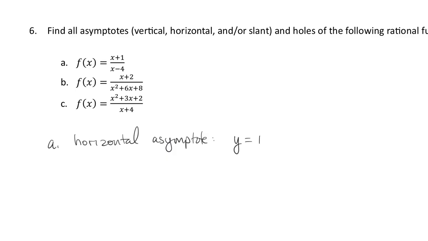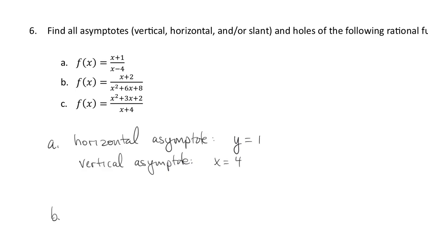The vertical asymptote is determined by the zeros in the denominator. So x equals 4 means we have a vertical asymptote of x equals 4.